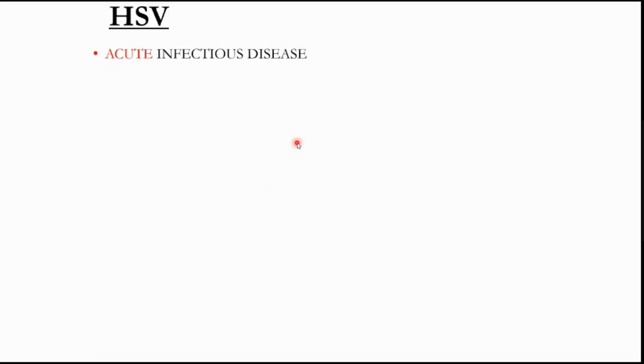So herpes simplex virus causes an acute disease which is very infectious and contagious, and it spreads through direct contact or through fomites. Fomites means any articles which the person might have touched. Suppose you borrow a pen from someone who has herpes simplex, then it might be transferred through that pen. I'm just giving an example. Skin, mucous membrane, eyes, and central nervous system, all these areas are involved.